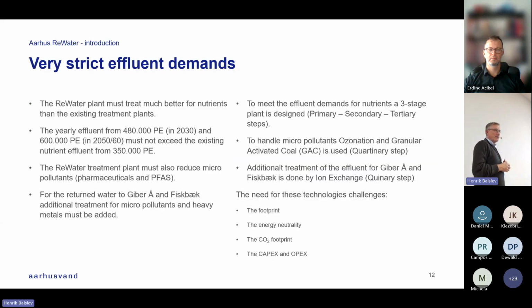We have very strict effluent demands from the new plant, and that's because we are not allowed, even if the city is growing from 350,000 to 600,000, to pollute more in total per year by our effluent than we're doing today. So we will actually have to treat the water much better in the future. We also have to treat for reducing micropollutants like pharmaceuticals and PFAS, and even for the return pumping to the small creeks, we have to treat for some kind of different metals.